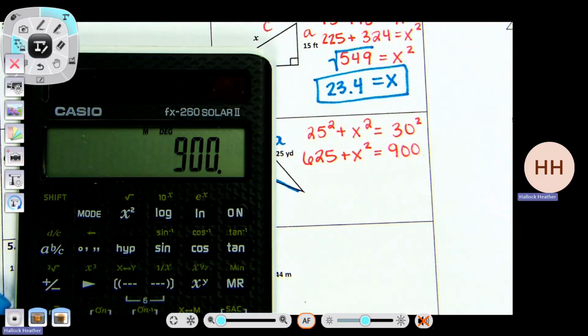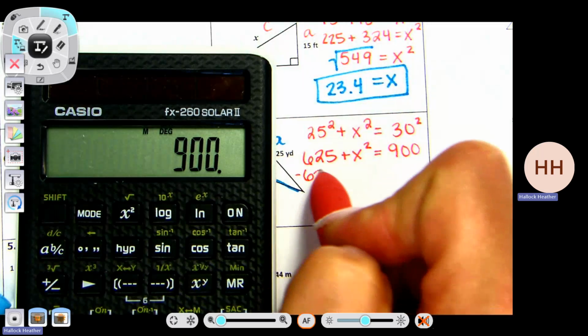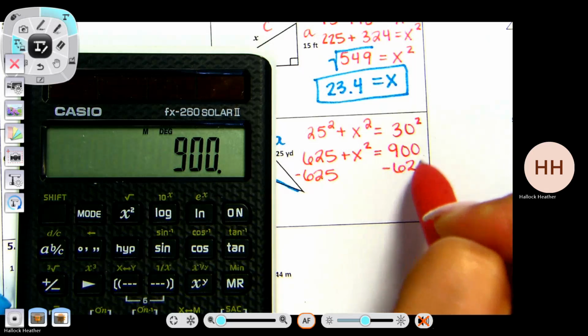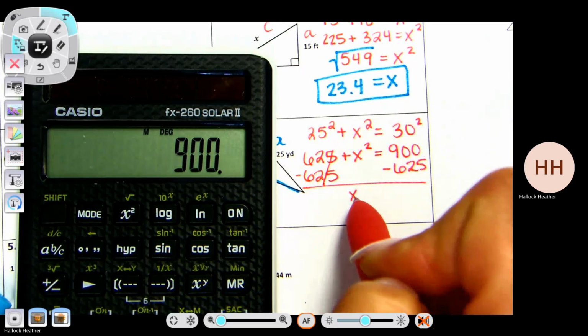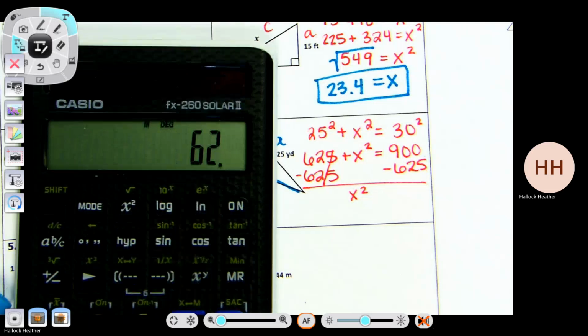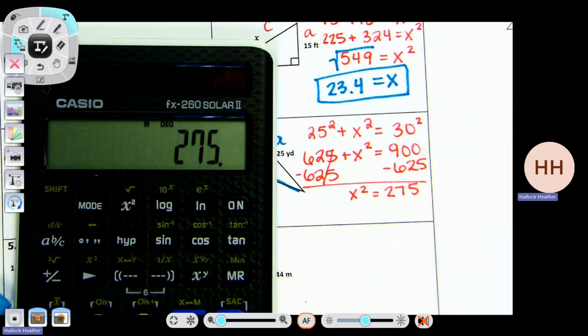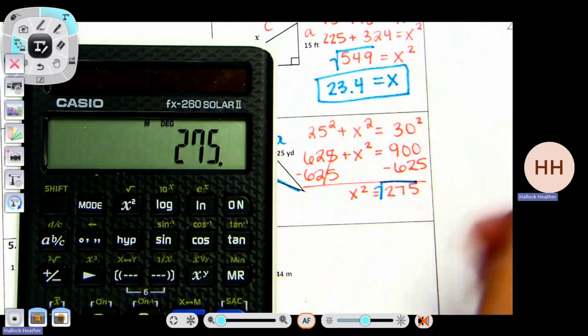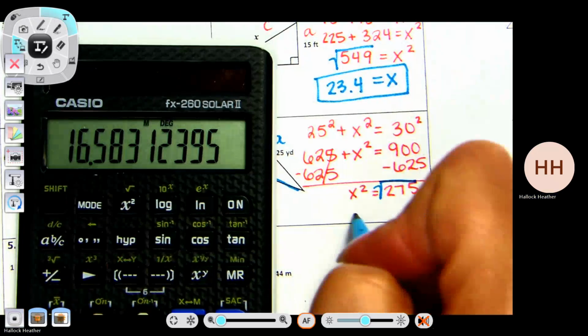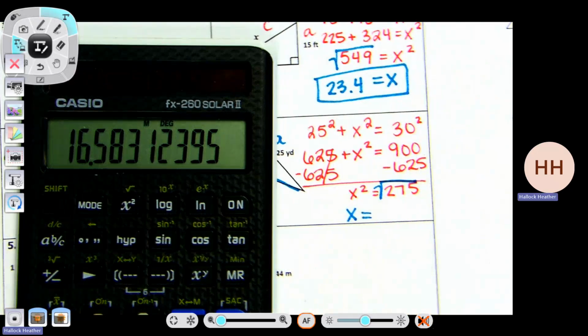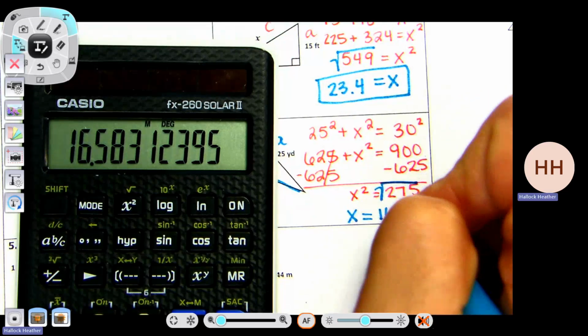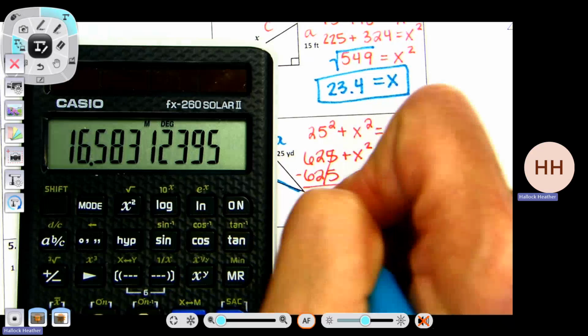Now it's not the same as last time. I'm not adding 900 and 625 together. What do I have to do? Subtract. So I'm going to minus 625 from both sides. And then what's my last step? Square root. So every single time at the end, you'll have to square root. So if it's 16.5831, blah, blah, blah, what is the actual answer? 16.6.